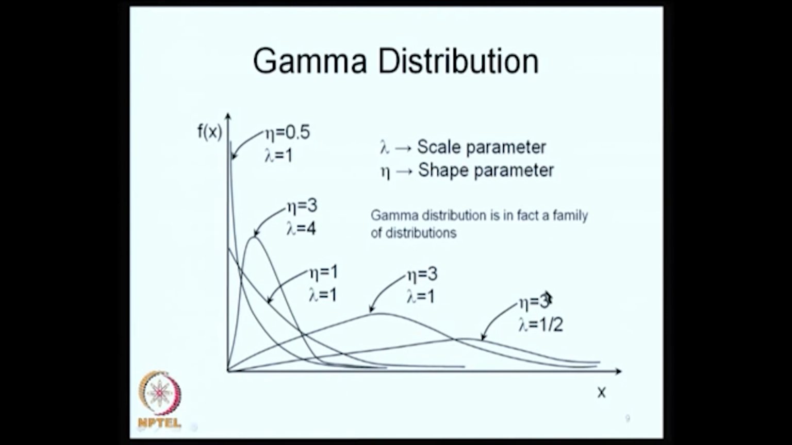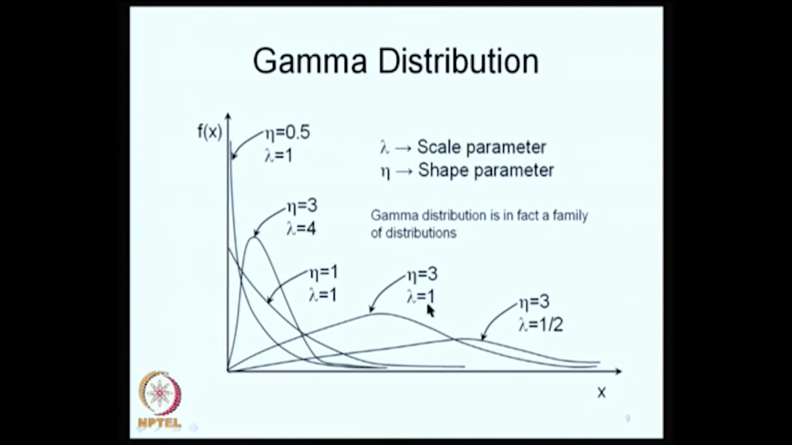Let us say you look at eta is equal to 3, you have 3 different curves here. Eta is equal to 3 here, and here, and here. As you can see, the shape remains the same, but the scale is different. As eta is equal to 3 is constant, lambda is varying. So, the scale of the distribution is changing from this distribution to this distribution to this distribution.